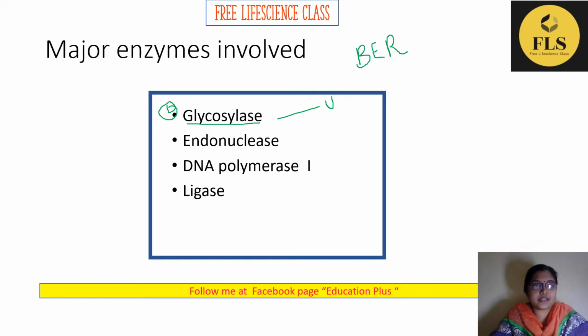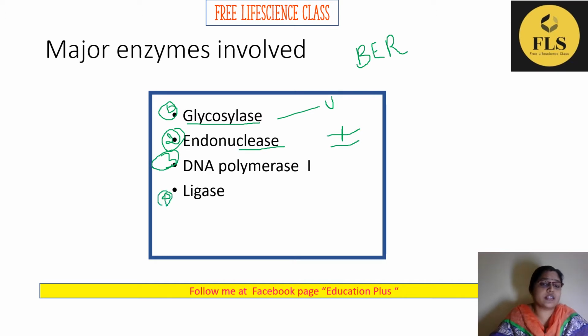The next enzyme seen in this machinery is endonuclease. We know that the major function of endonuclease is to make a break inside the double-stranded DNA. If it is making breaks at the ends, we call it exonuclease. Here, it will make breaks inside the DNA, so we call it endonuclease. The third enzyme is DNA polymerase 1, and the last enzyme involved in this machinery is ligase.